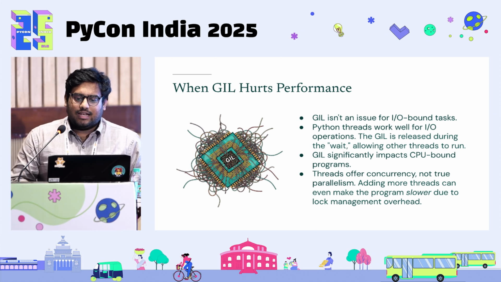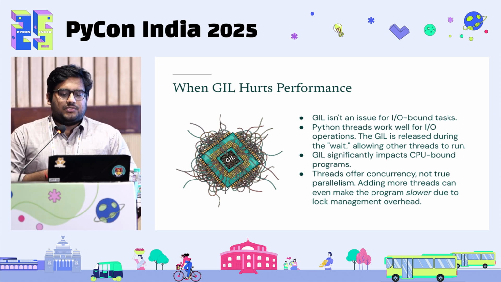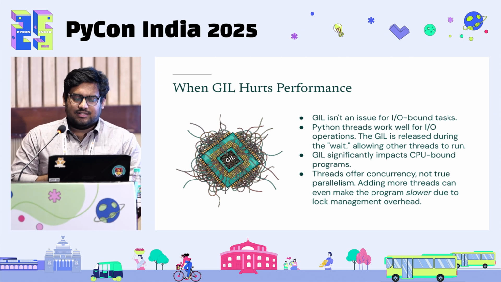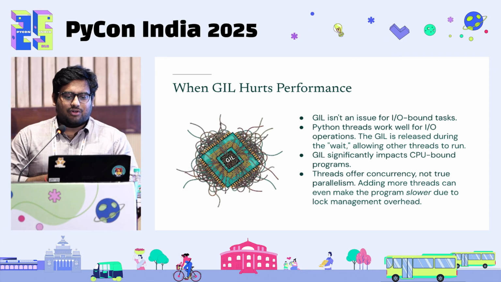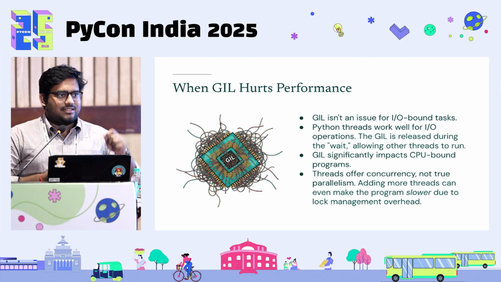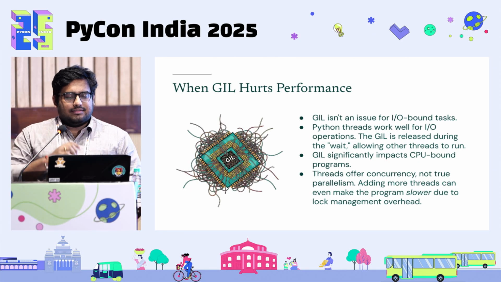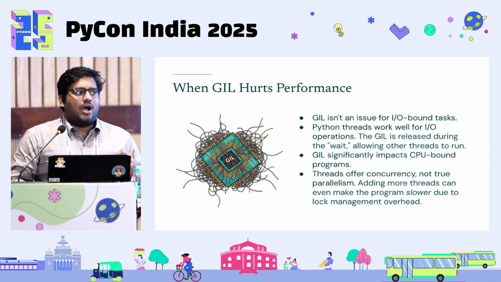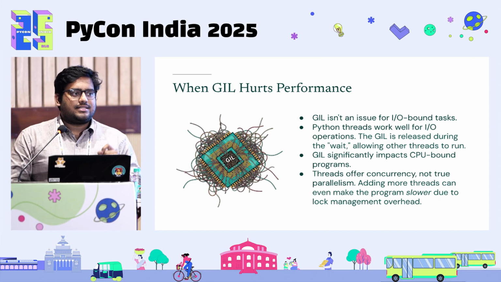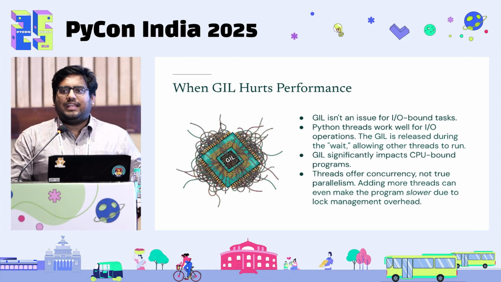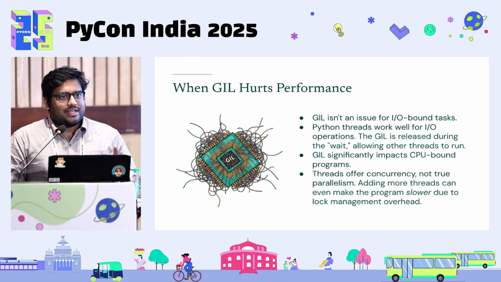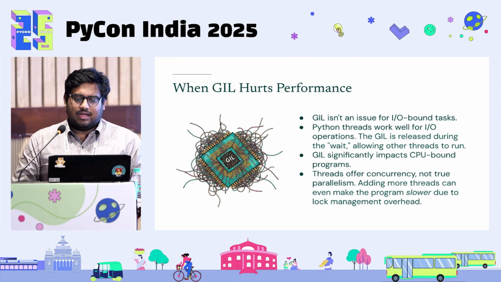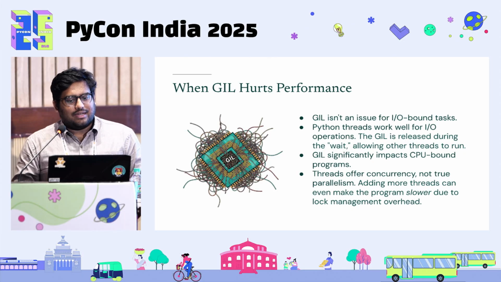So when does the GIL hurt performance? The GIL is great for IO-bound tasks. Python threads also work great for IO-bound tasks. The GIL is released during a wait, and then other threads can take over and start to run. However, this issue severely impacts CPU-bound tasks because at any given point, only one single thread is being executed. Threads offer concurrency, but not true parallelism, right?